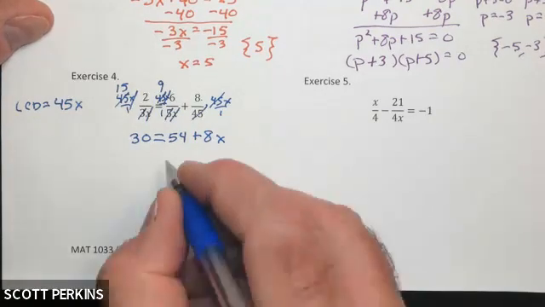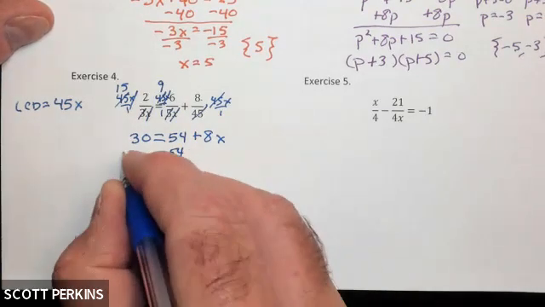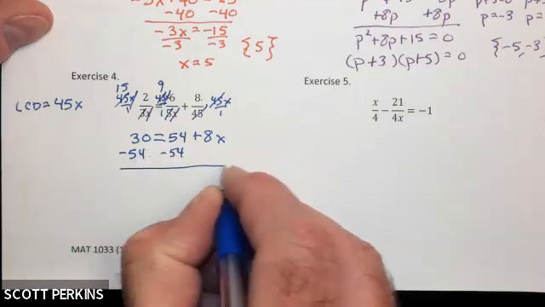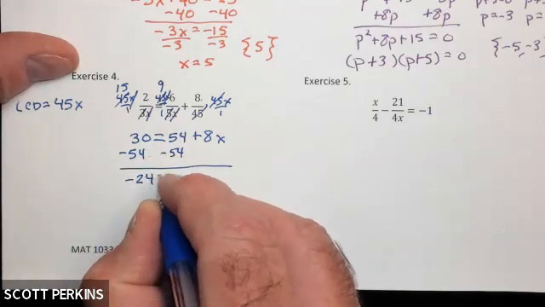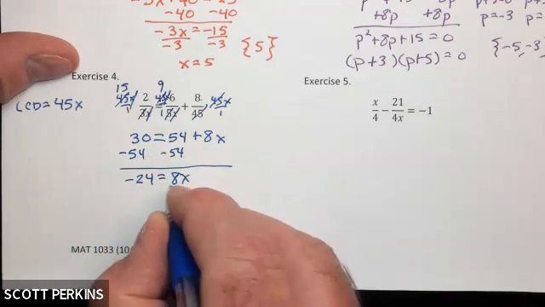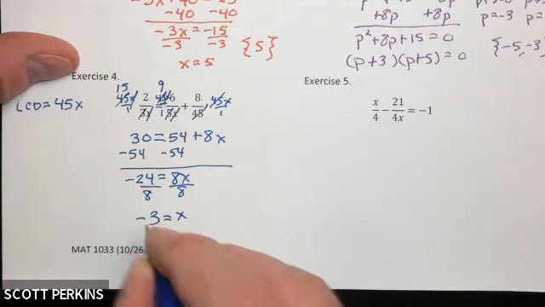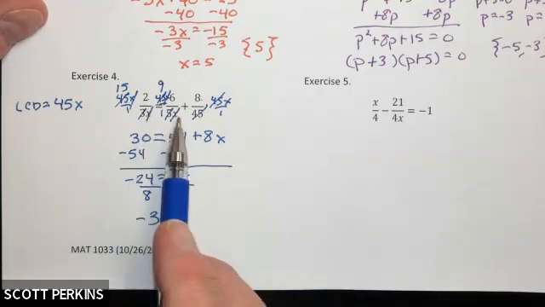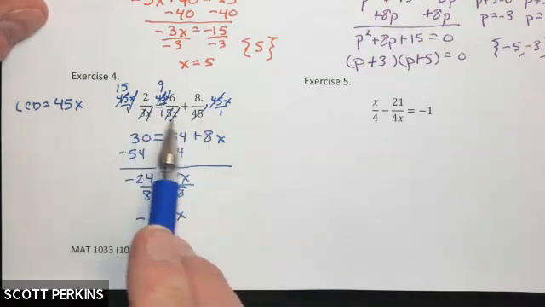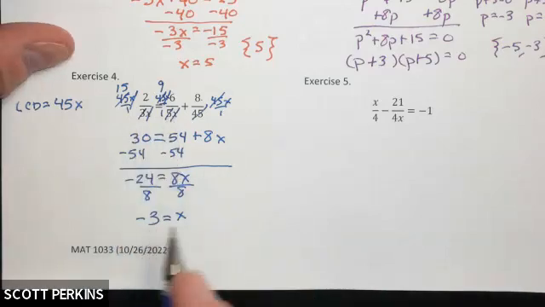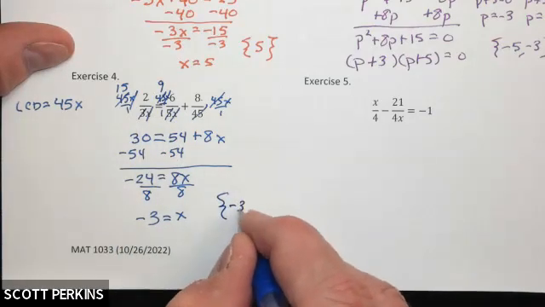Now I've just got a linear equation, no quadratics on this one. So I'm going to subtract the 54. And I have negative 24 is equal to 8x, and divide by 8. And I get x is negative 3. Once again, the only number that I would have to throw away would be 0, because 3 times 0 is 0, 5 times 0 is 0. That's not this. So there's my solution set, negative 3.